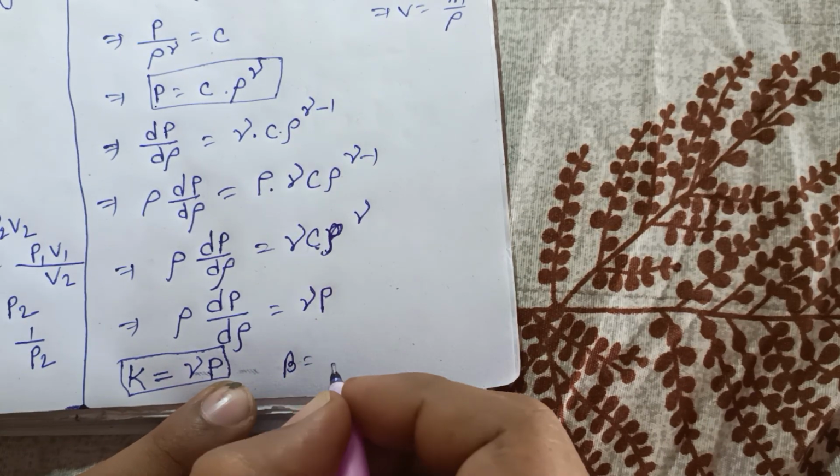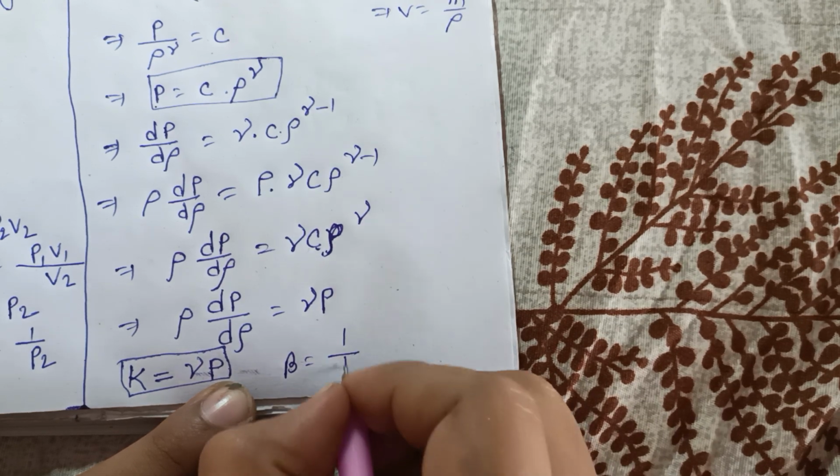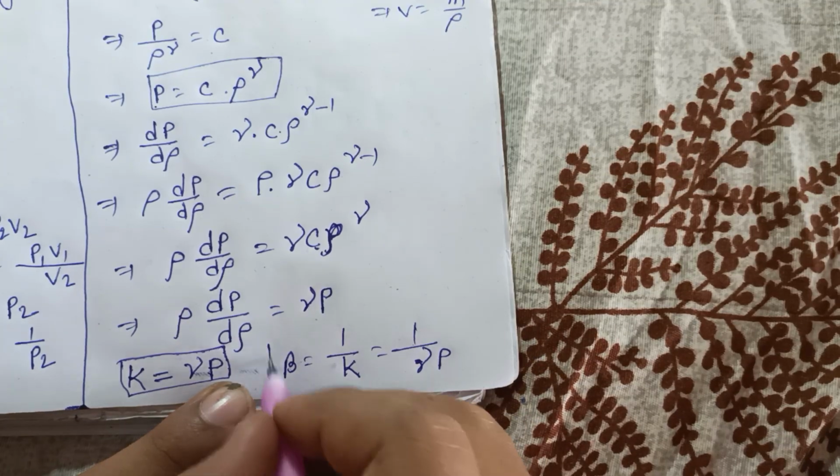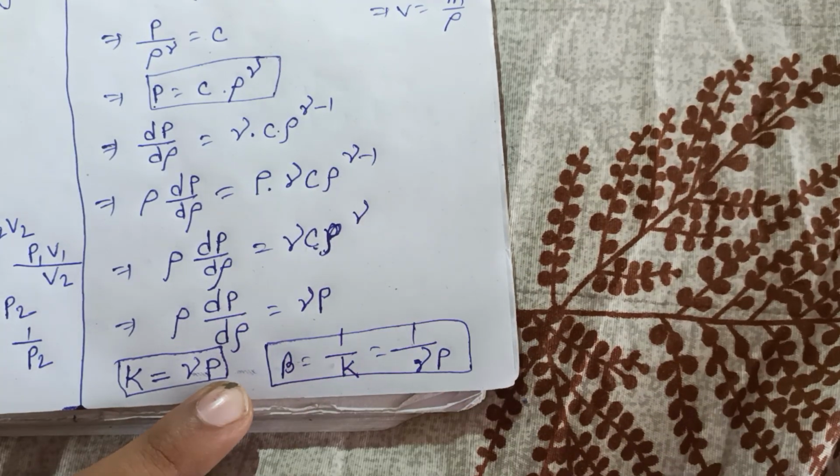And if you want to calculate the compressibility beta, that is equal to 1 by K, that is equal to 1 by gamma into P. Okay, so this is the case here.